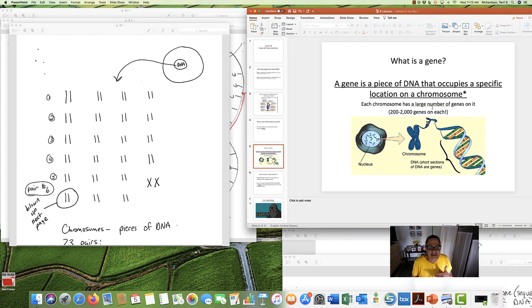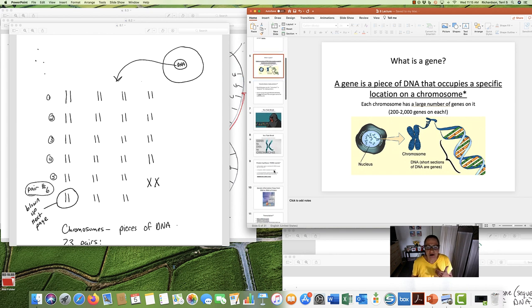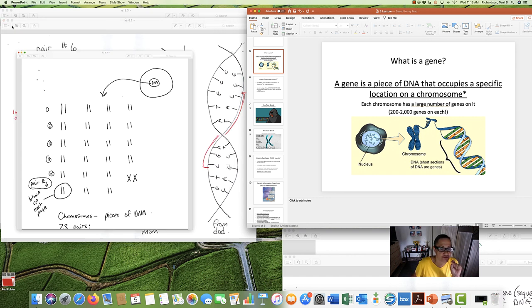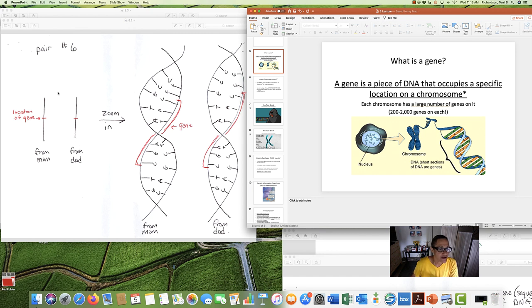Let's get a better idea of what a gene is before we go to a little video that would help. So we are showing you our 23 pairs. Now let's focus in randomly on this pair, pair number 6, right here. I circled it, and now on my next drawing, we're going to imagine we're blowing it up. We're zooming in on chromosome pair number 6. So let's zoom in. Now, here's pair number 6, just drawn as a couple lines.